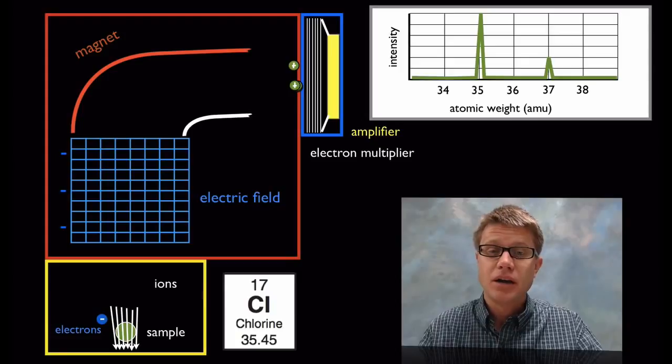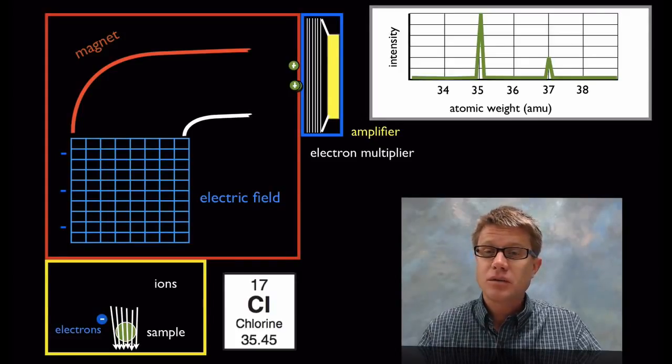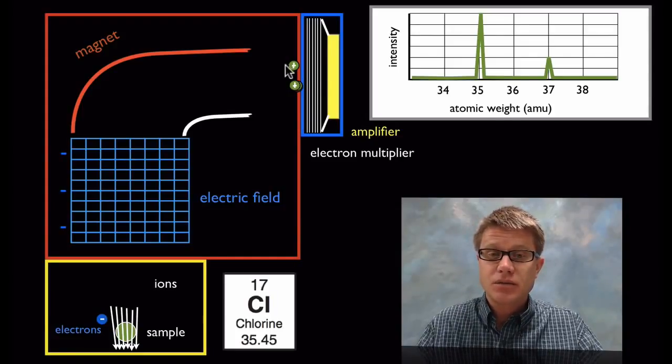Okay, so what did we find? Well, there's really only 2 types of ions, and so we're having 2 peaks. Which one is going to be the chlorine 37? Which one's going to be the heavier ion? Well, that's going to be this one right here because it wasn't bent as much using that magnet.